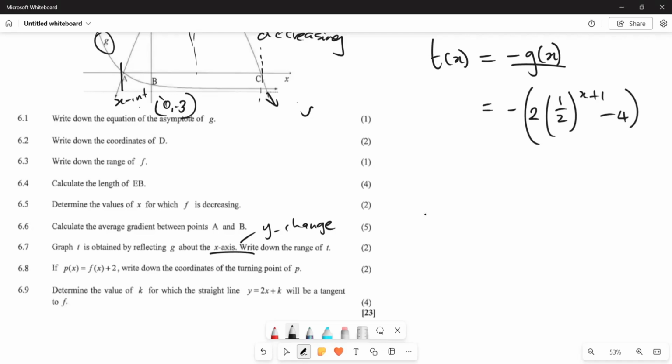So we know that this graph is going to be that when you're multiplying with the negative outside now, this is the same as negative 2 into 1 over 2, close bracket, x plus 1. And then this is going to be negative multiplied by negative. This is going to be plus what? Plus your 4.